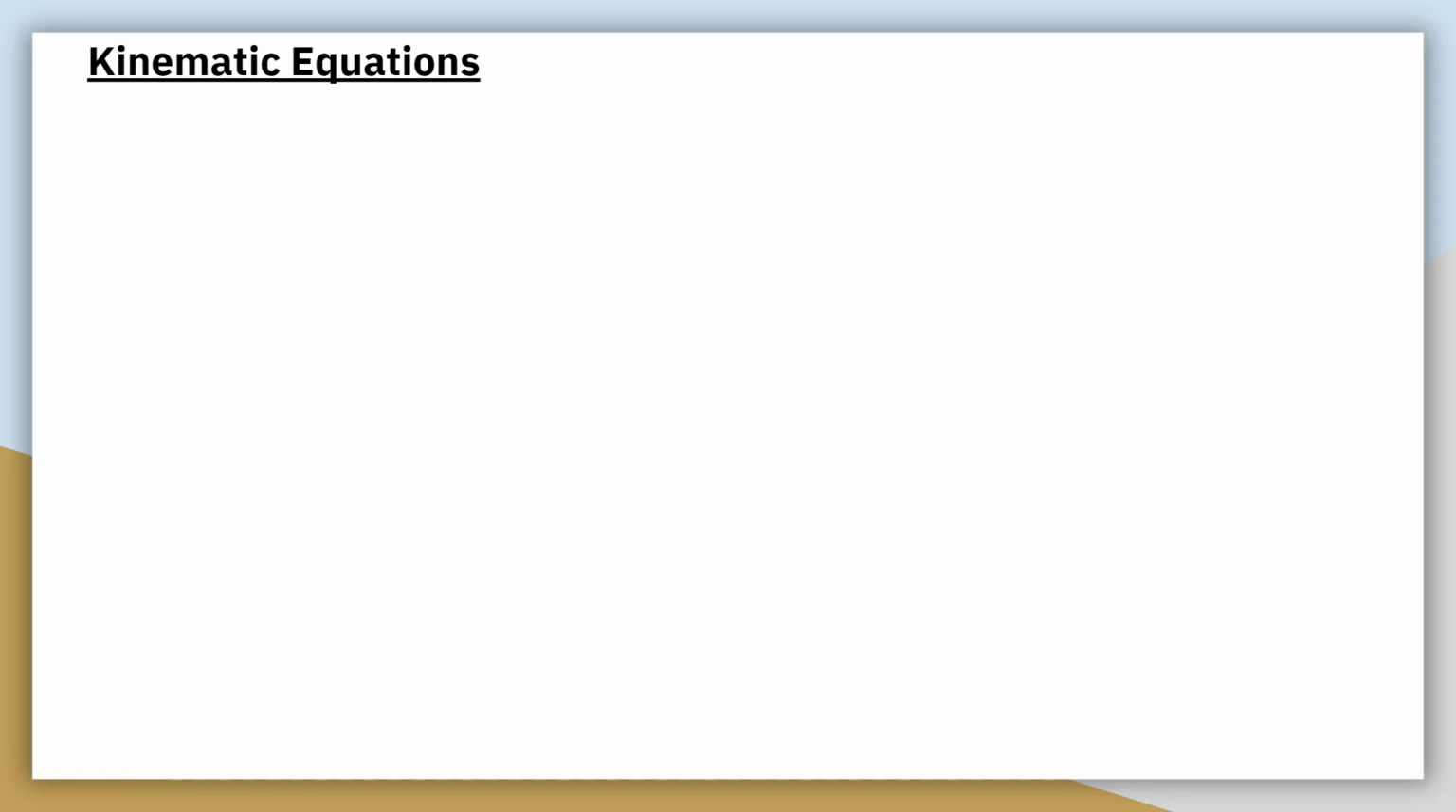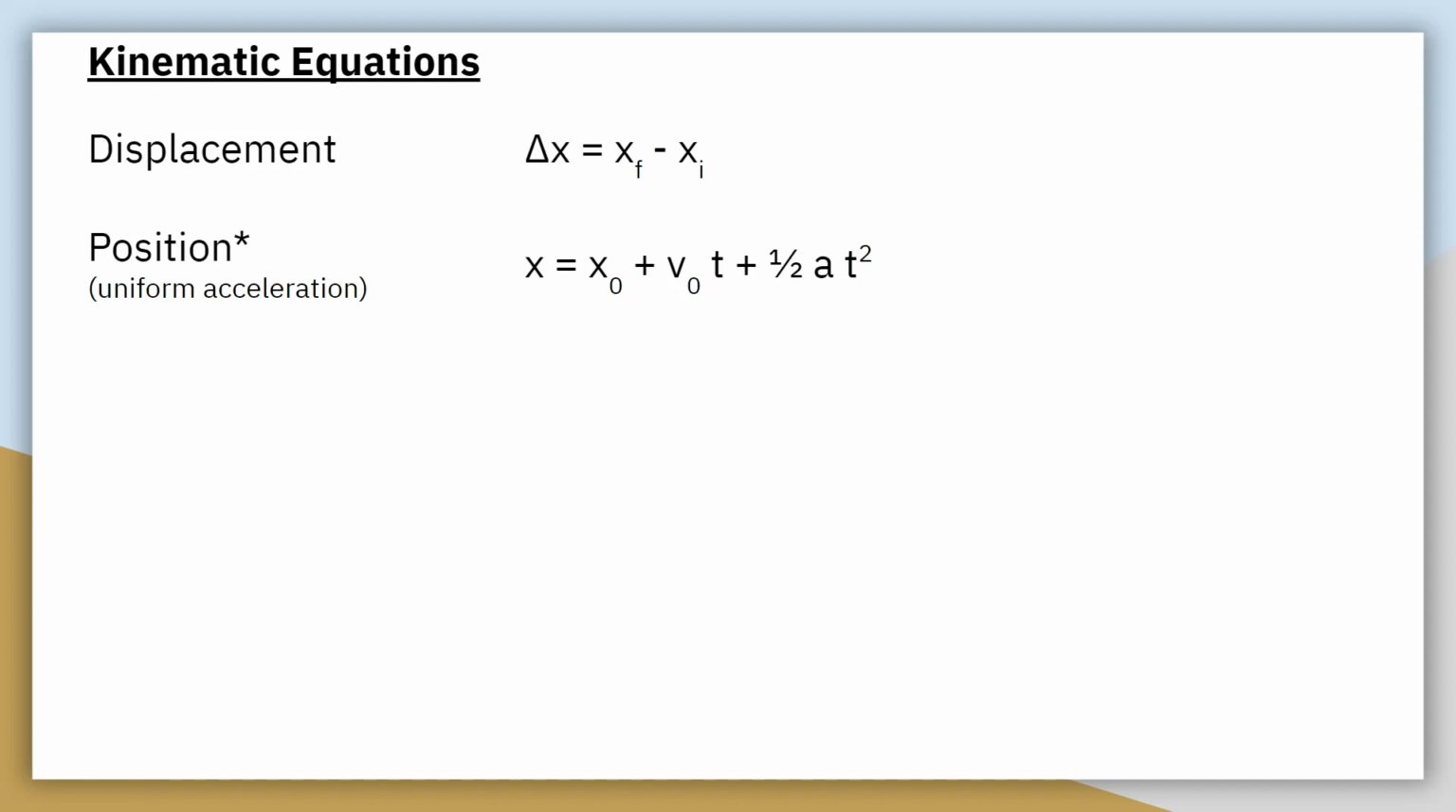So let's do a brief review of our kinematic equations. Displacement, which we represent with delta x, where delta is the change and x is the symbol we use for position. So our change in position is equal to our final position minus our initial position. We can figure out the position at any given instant in time, assuming we have a uniform acceleration.